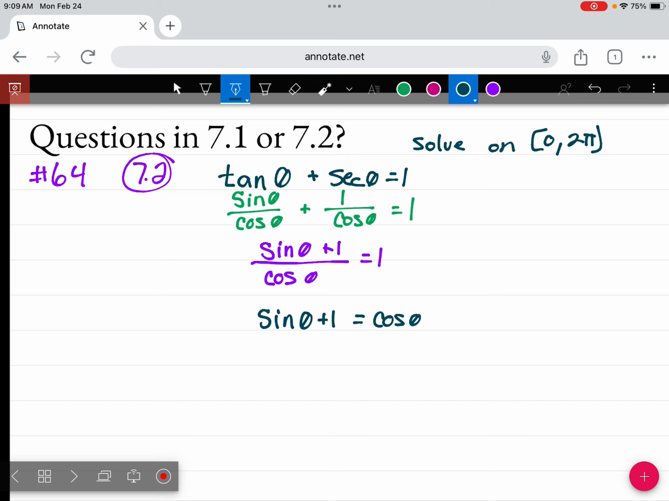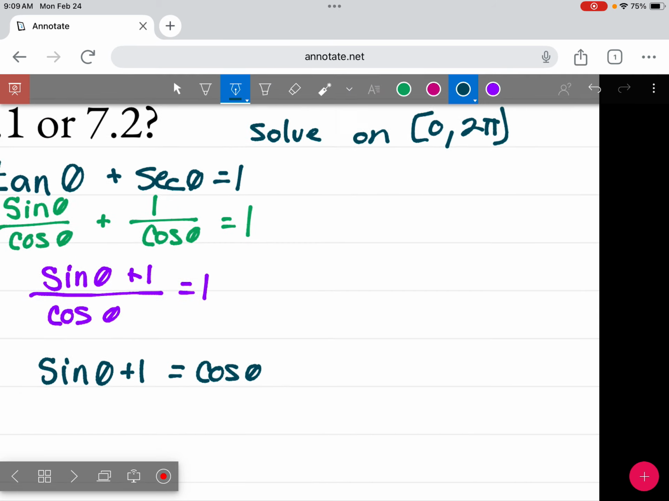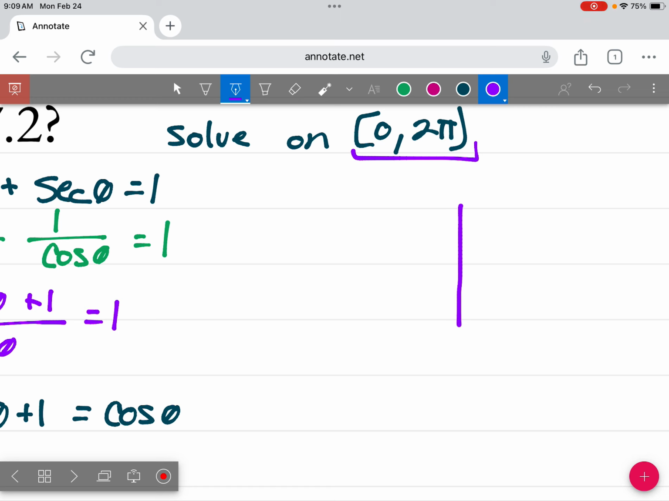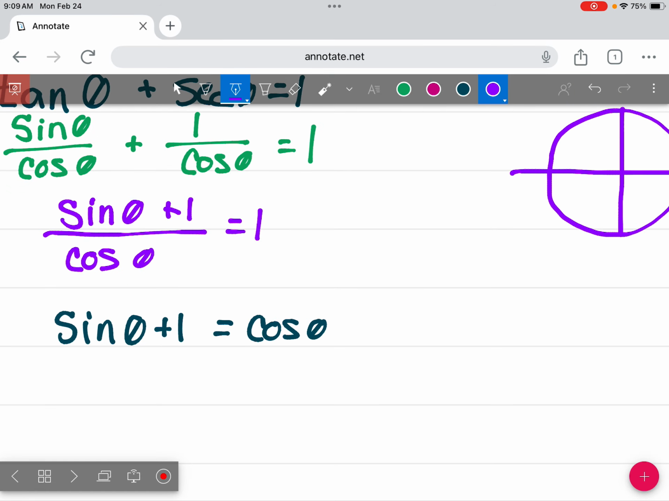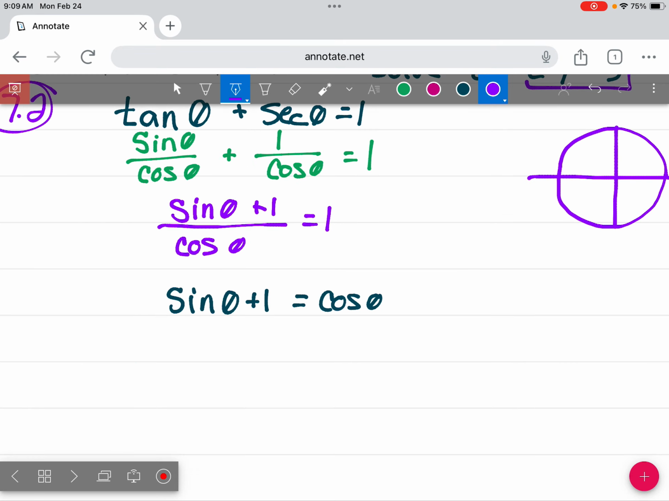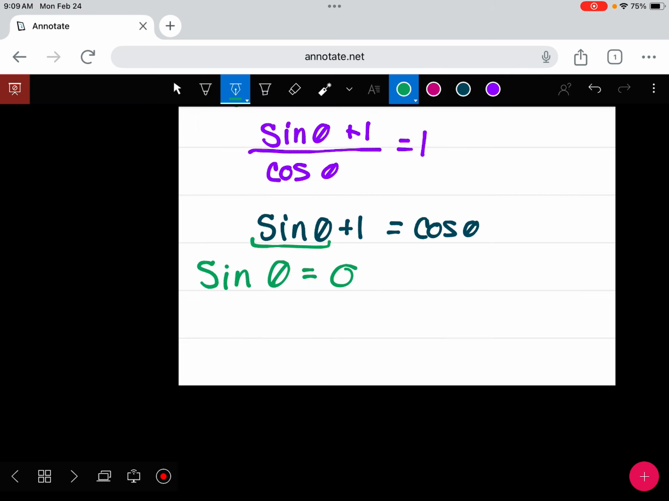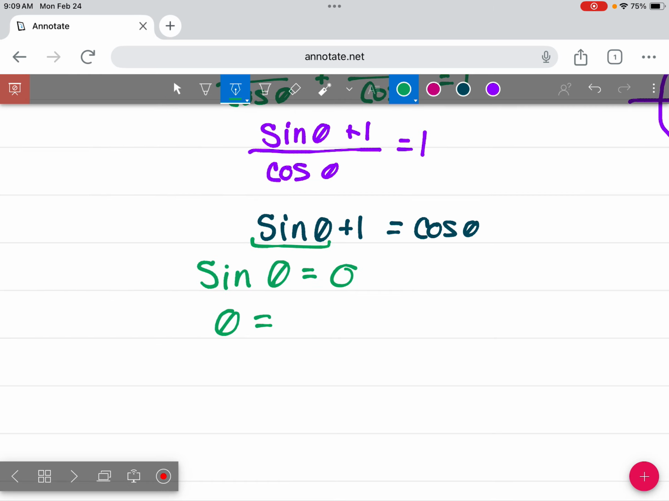So if you do it like this, you're going to kind of be logicking our way through our answer here. Because think about our unit circle. This interval is the unit circle. Where are we going to have that our sine of theta plus 1 is the same as cosine? What does our sine have to be in order for that to work? 0. Our sine of theta has to equal 0. Where does sine of theta equal 0? So our only options for theta here are going to be 0 and pi.